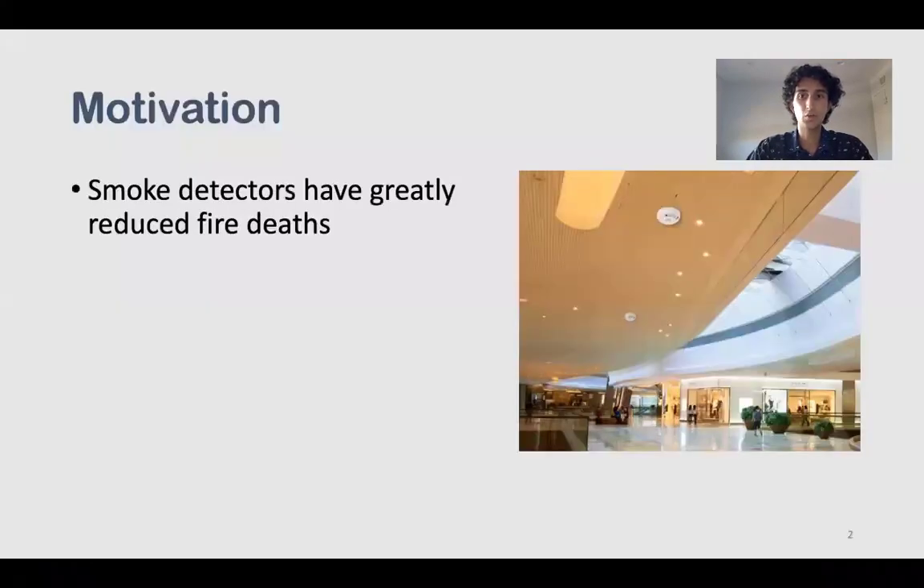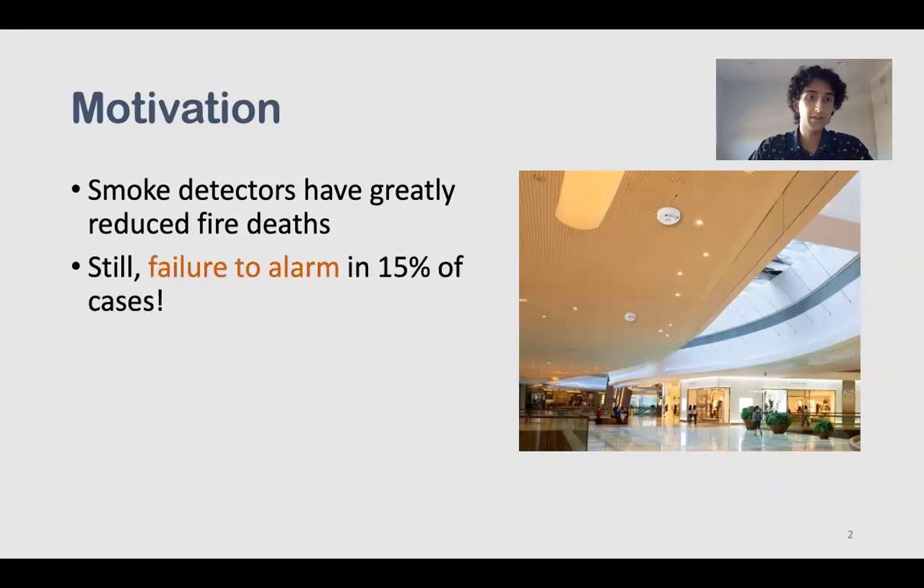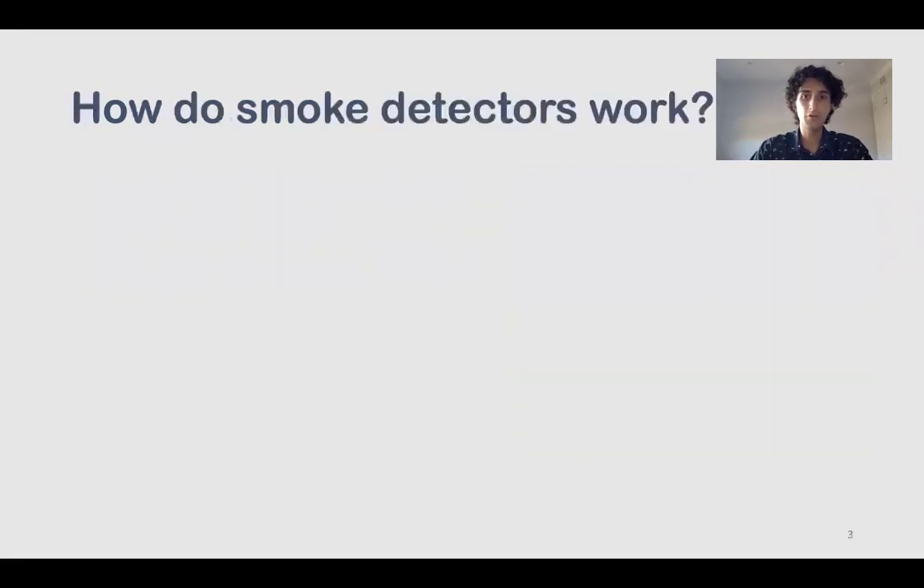Smoke detectors are used widely in homes, schools, offices, malls, and more to greatly reduce the number of deaths in fires. Despite this, they still fail to alarm in up to 15% of cases. In the United States, this contributes to almost $10 billion in property damage and 2,000 fire casualties every year. So, coming up with new ways to detect failures to alarm is extremely important for improving safety and reducing lives lost in fires. How do smoke detectors work?